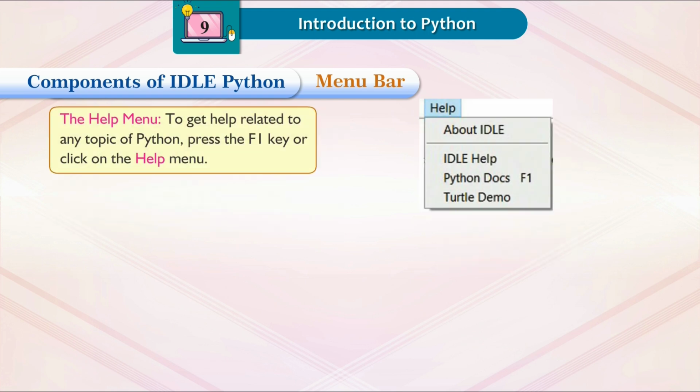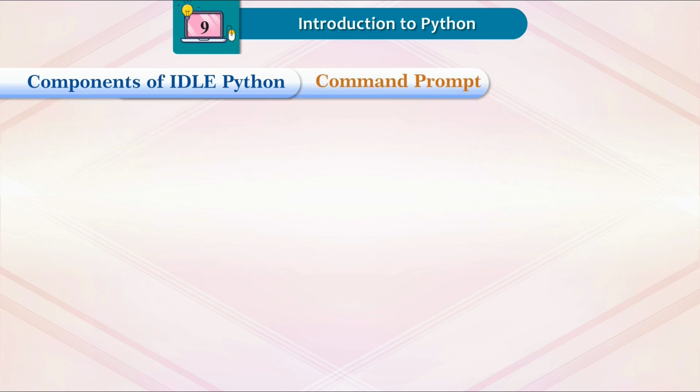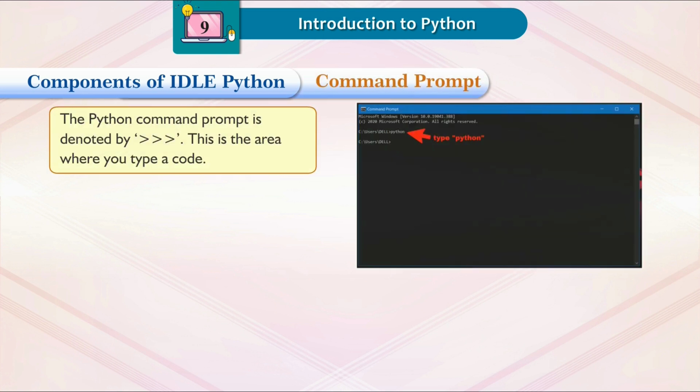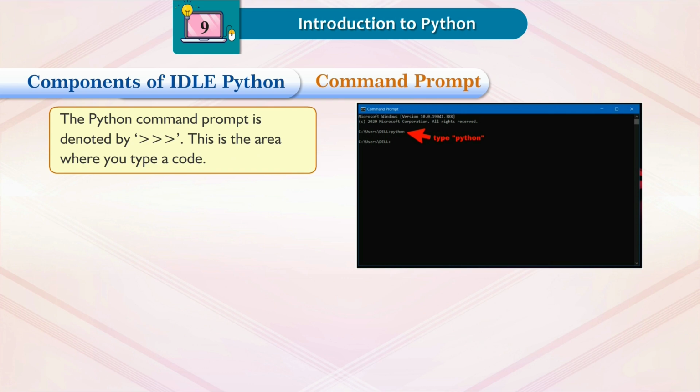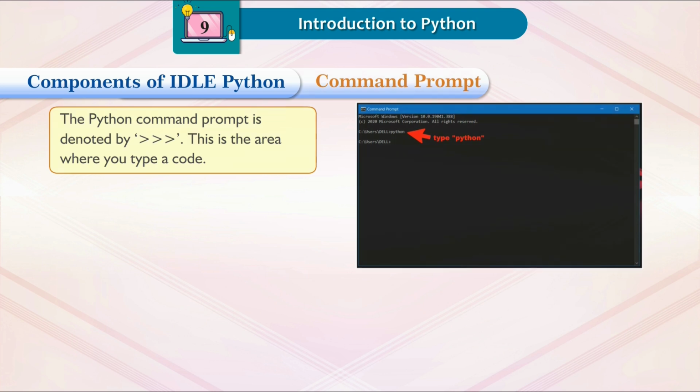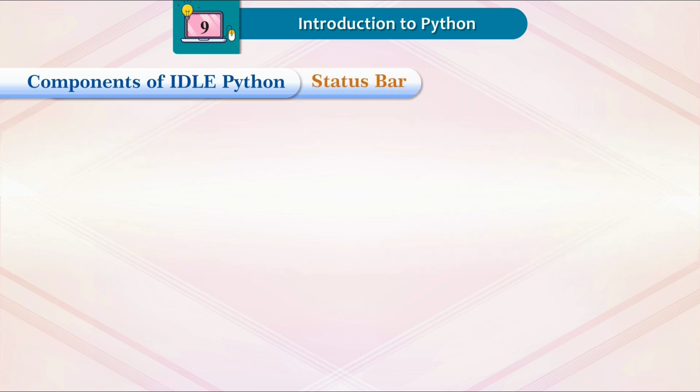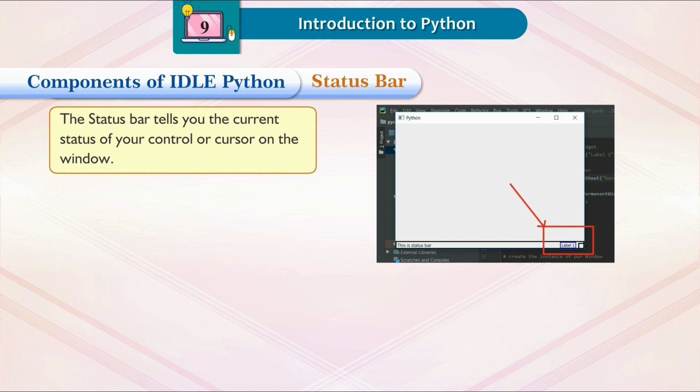The Help menu. To get help related to any topic of Python, press the F1 key or click on the Help menu. Command prompt. The Python command prompt is denoted by three greater-than signs. This is the area where you type code. Status bar. The status bar tells you the current status of your control or cursor on the window.